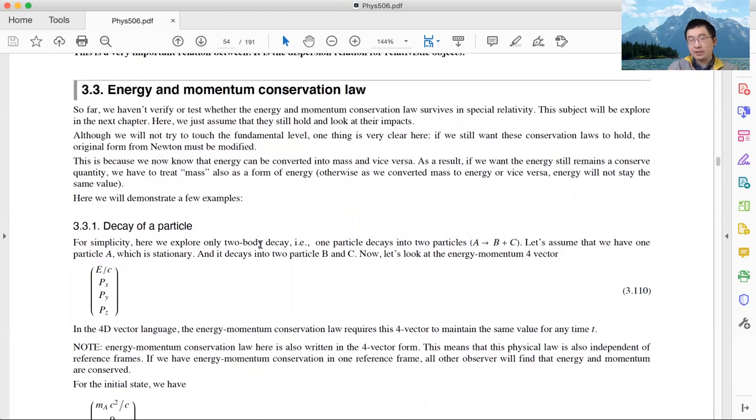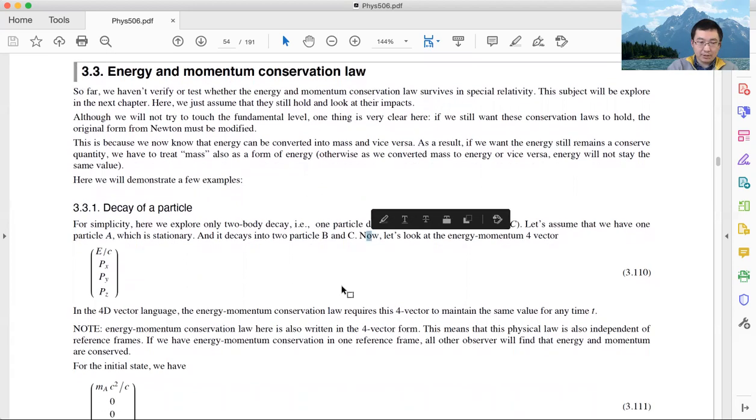In reality, the decay of, say, a nucleon or a quantum particle is usually more complicated. Not always, but very frequently, if a particle decays, it will decay into multiple particles instead of two. But for simplicity, let's focus on the simplest situation: one particle decays into two smaller particles, A decays into B and C. Again, I want to emphasize here, we assume the energy and momentum conservation law still works, and we will see what the consequence will be. So let's first look at what happens before the decay.